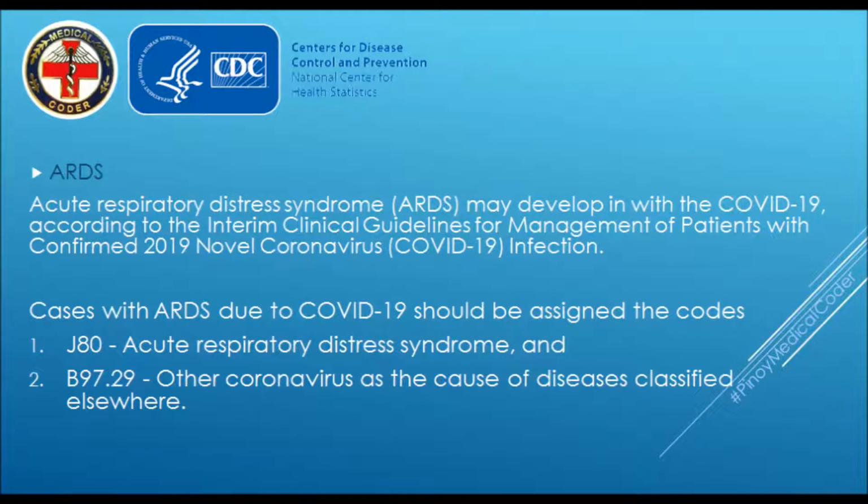ARDS. Acute respiratory distress syndrome may develop with COVID-19, according to the interim clinical guidelines for management of patients with confirmed 2019 novel coronavirus infection. Cases with ARDS due to COVID-19 should be assigned the codes J80, acute respiratory distress syndrome, and B97.29, other coronavirus as the cause of diseases classified elsewhere.